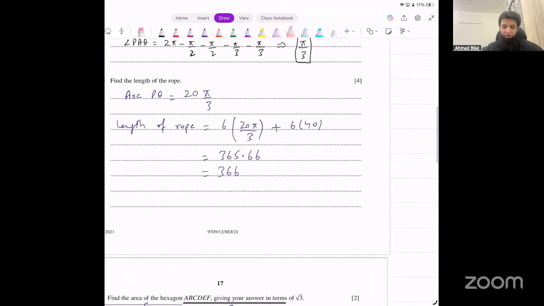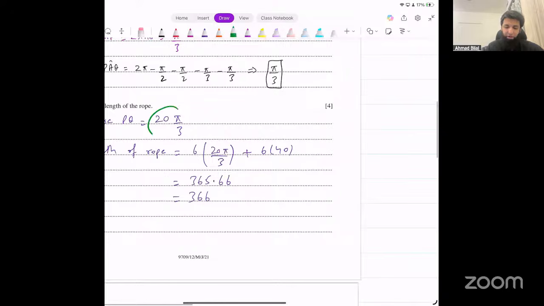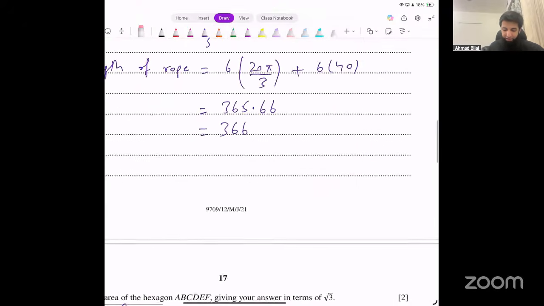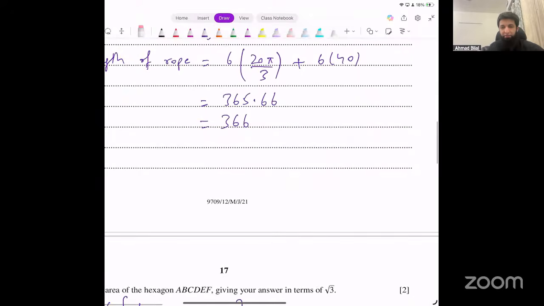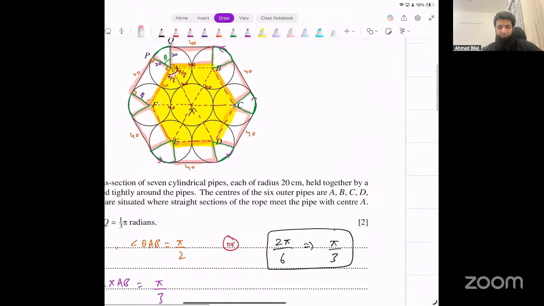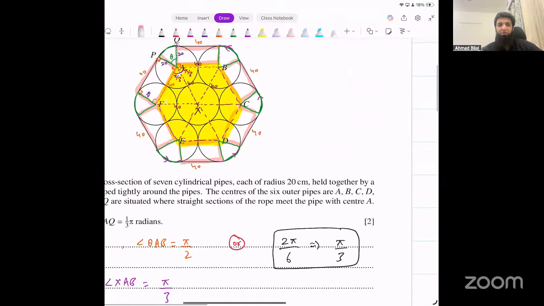That is what I've done here. One arc is 20 pi over 3, and then the length of the rope is going to be 6 times that plus 6 times 40. So that's straightforward. Then they're saying find the area of the hexagon ABCDEF. The hexagon is this yellow region that you see there. How can you find the area of this yellow region?